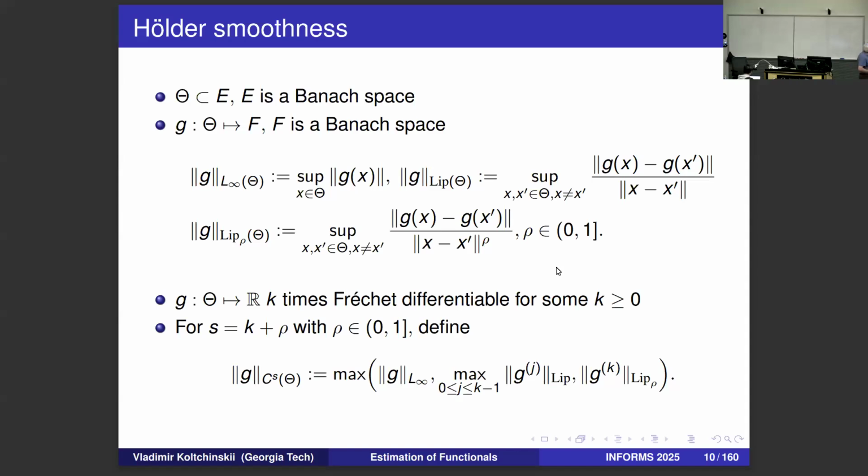If your function is k times differentiable, I mean Fréchet differentiable, for some k greater than or equal to 0, then you can define the degree of smoothness as k plus rho and define the C^s Hölder norm on your functionals. That is defined in terms of these three basic norms this way, but we are putting these norms now on the derivatives of our function.